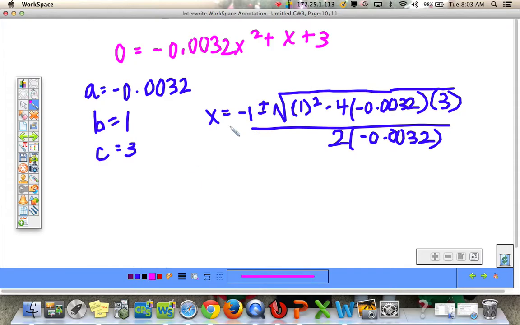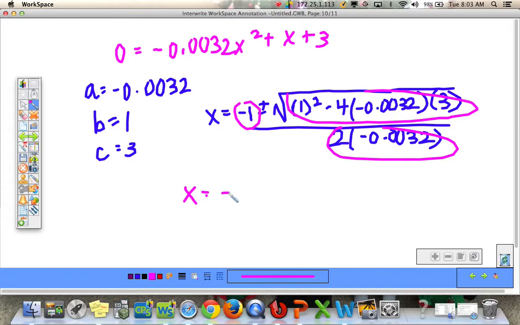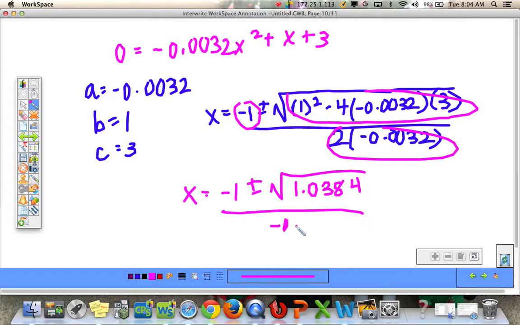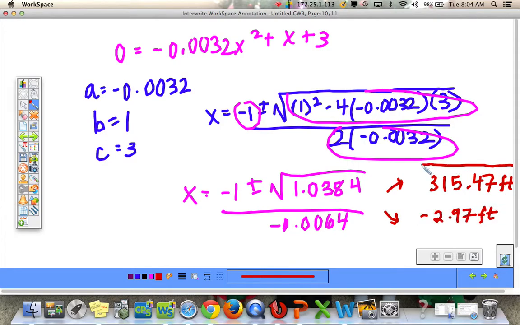Find your 3 musketeers, so your 3 chunks right here. You're going to calculate x equals negative 1 plus or minus the square root of 1.0384 divided by negative 0.0064. And when you type this in your calculator, hit enter before you divide, you get 2 answers. If I calculate this correctly, I get 315.47 feet, and I get negative 2.97 feet. So in the context of this problem, only one answer makes sense. Your ball lands about 315.5 feet away from home plate.